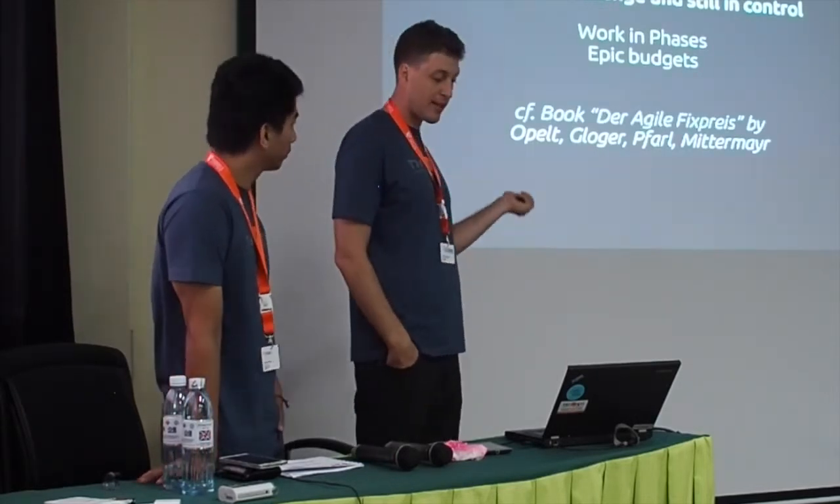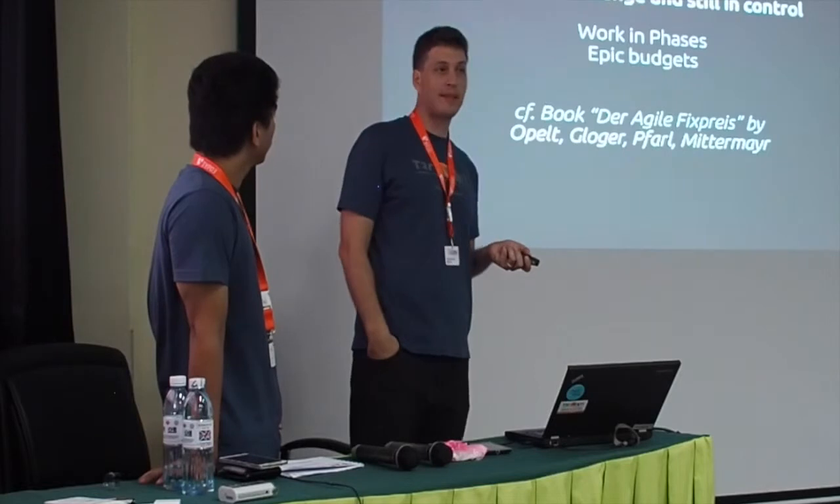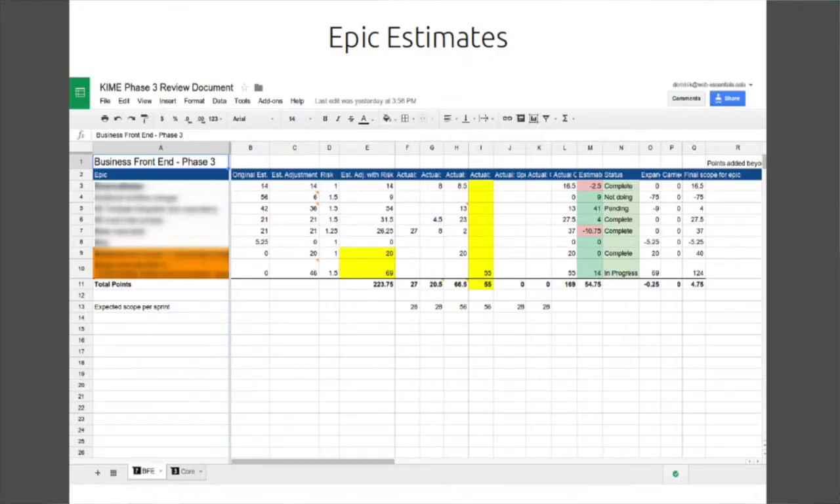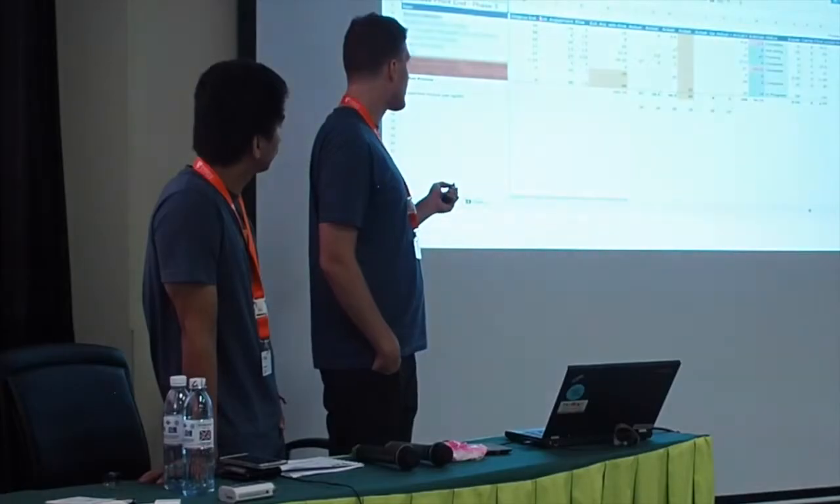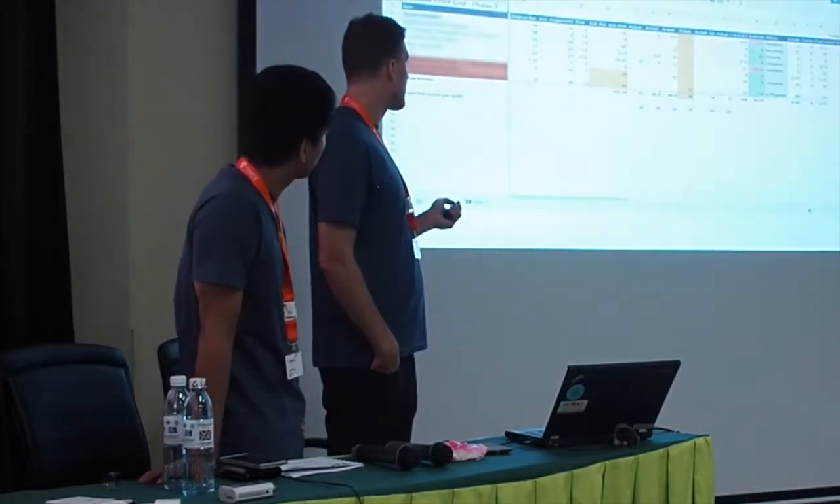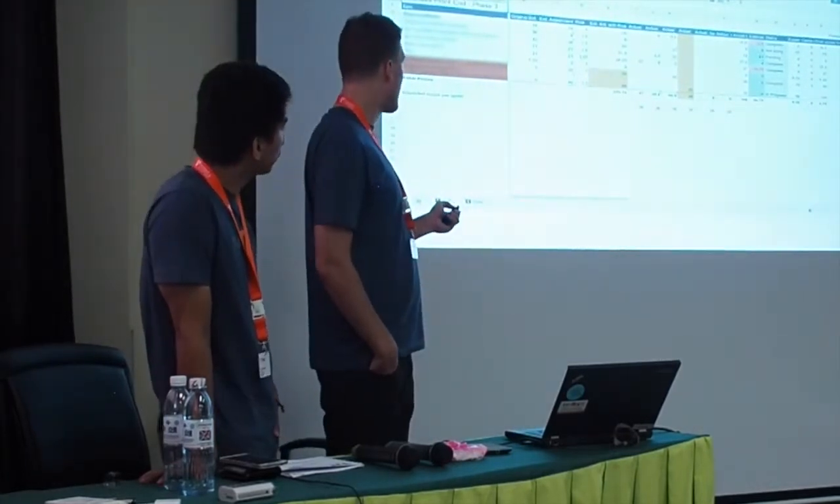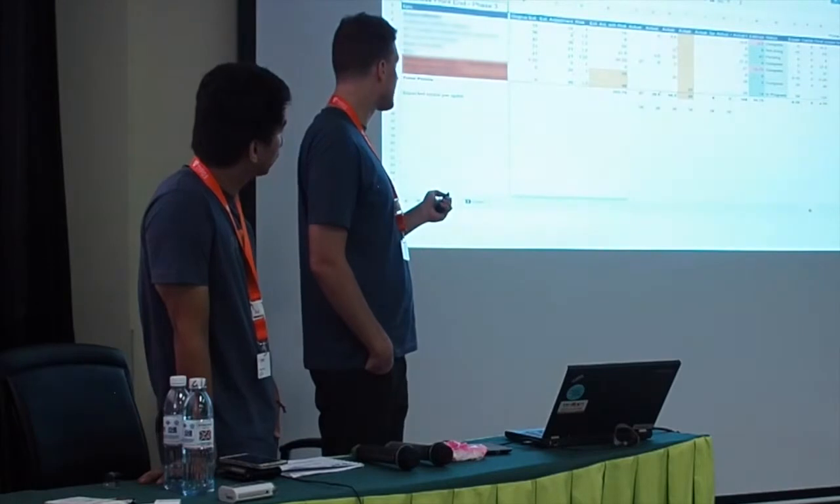And there is a book that explains this. It's called the Agile Fixpreis. It's only in German, unfortunately. But then it actually looks a bit like this. So we have an estimate originally when we start the phase. These are all the sprints here. And we have a risk factor for every estimate.